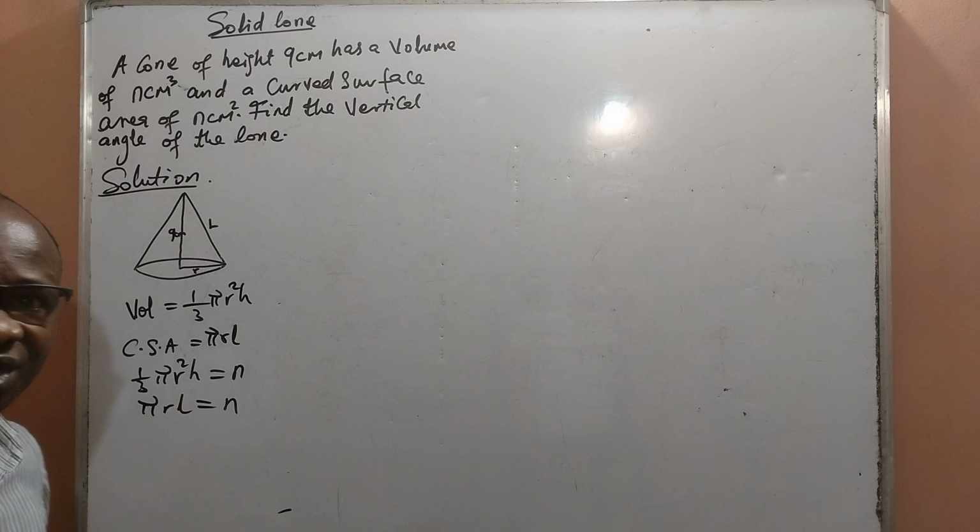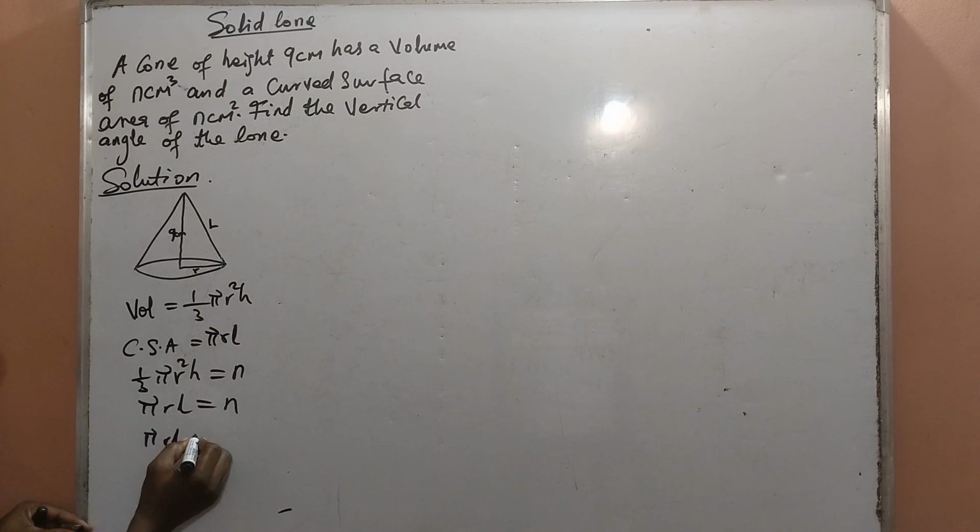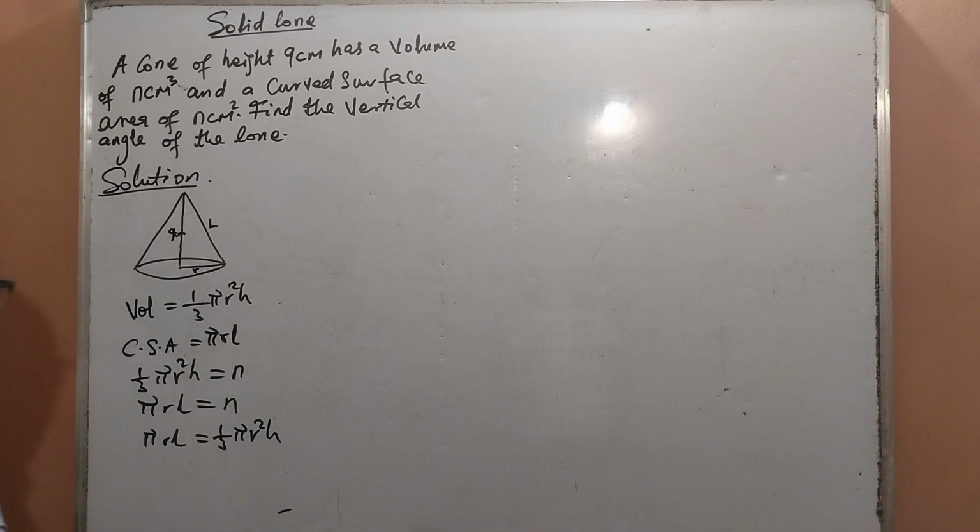Now, from what we can see here, I am given the volume to be equal to n. I'm also told that the curved surface area is equal to n. This implies that the curved surface area is equal to the volume. If the volume is equal to n and the curved surface area is equal to n, it therefore implies that the curved surface area is equal to volume.